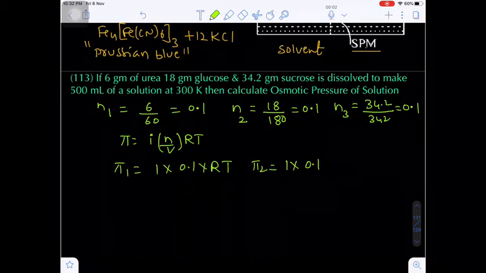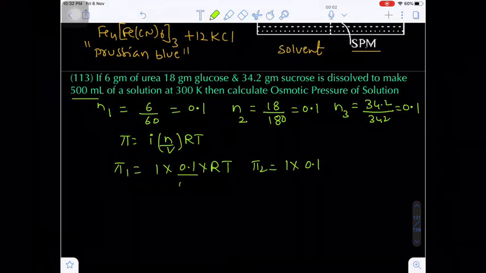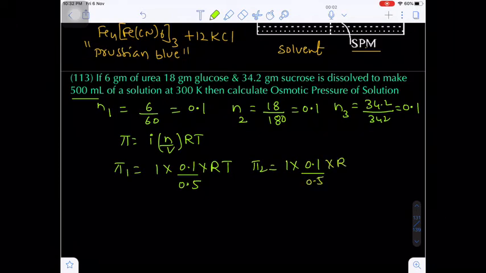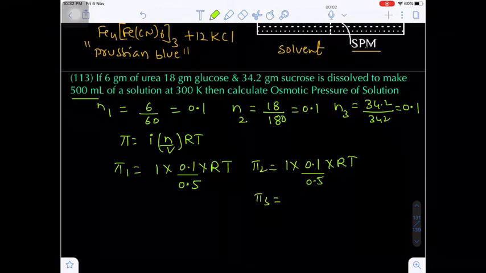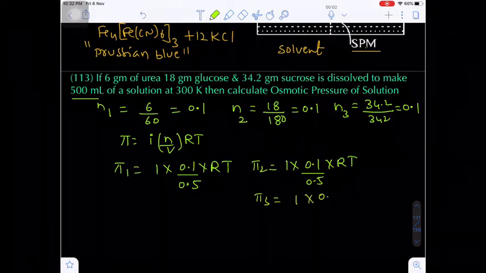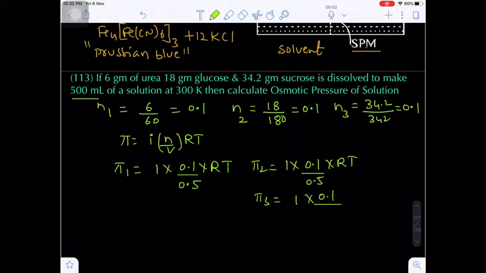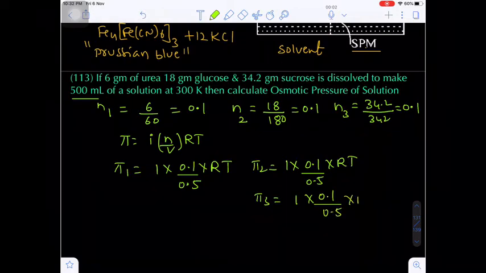Now what is the final solution volume? That will be equal to 500 ml. 500 ml is nothing but how many liters? 0.5. So that's why I have to convert the volume into liters. Now here also 0.5 into RT. And the third solution, whose osmotic pressure pi 3 will be equal to iota 1, number of moles 0.1, volume of solution in liter 0.5 into RT.